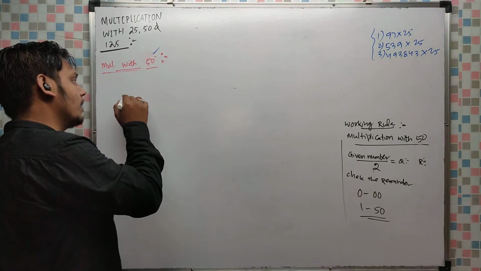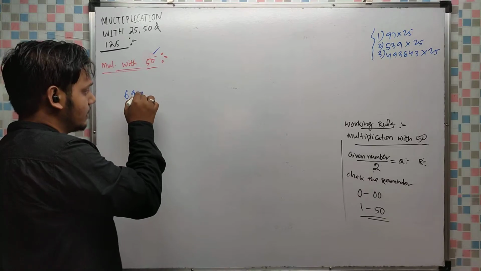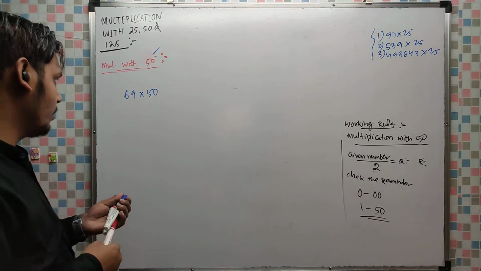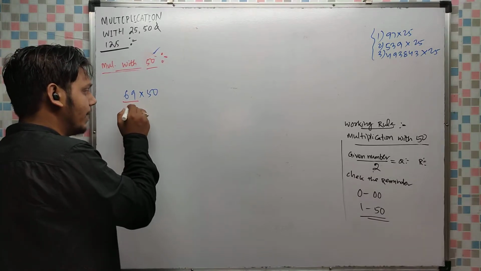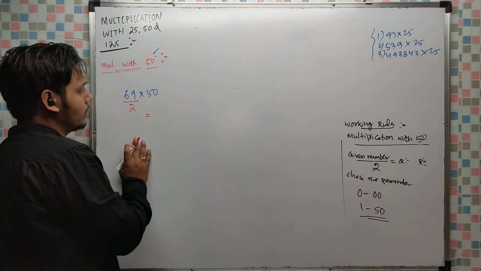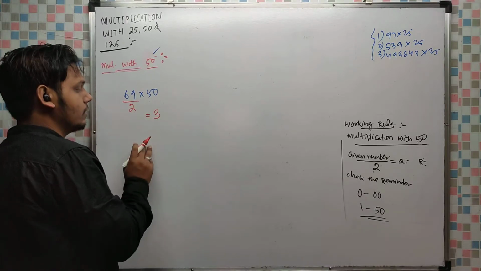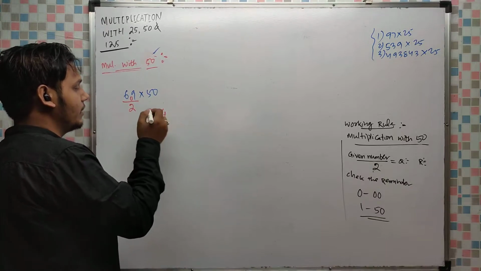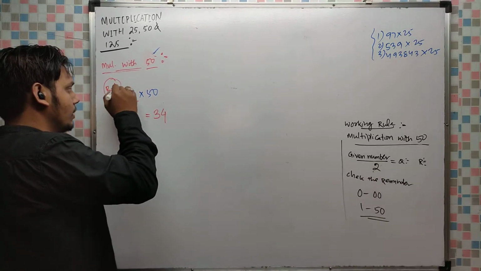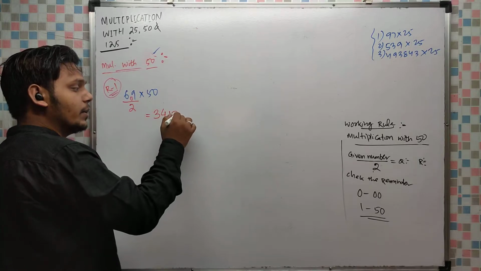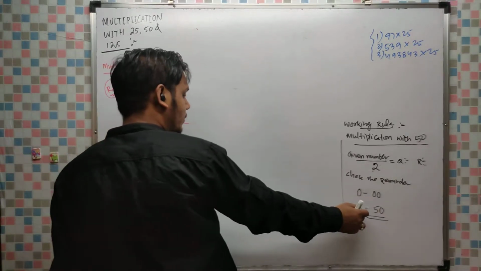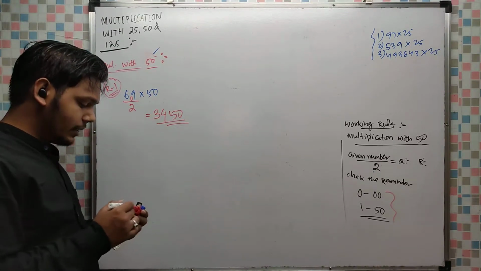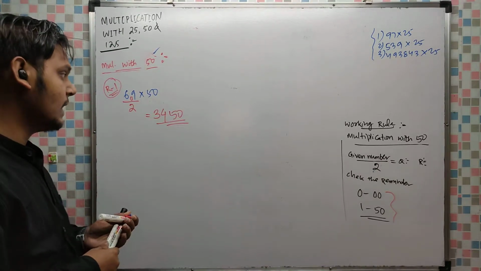Suppose it is any number like 69, multiplied with 50. You have to divide the given number by 2. 69 by 2, how much? 2 thirds are 6, 2 fours are 8, so 34. The remainder is 1. If the remainder is 1, then you have to write 50. In case of 50, if the remainder is 1 you write 50, and if the remainder is 0, then you have to write 00.